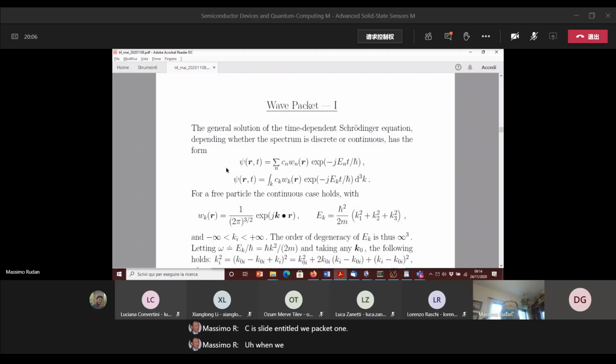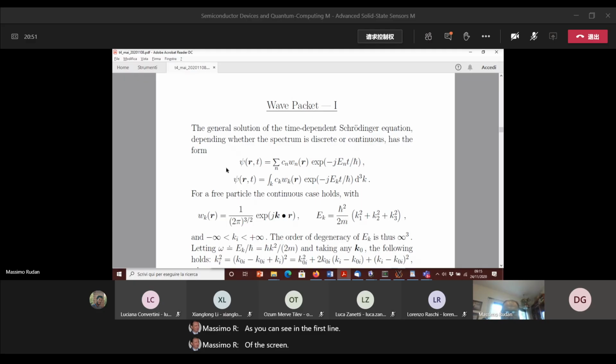When we construct the wave packet as a superposition, we must use the ingredients that are available to us. So for instance, if we have found the solution of the Schrödinger equation independent of time by solving a problem whose eigenvalues are discrete, then we shall find a superposition in which the monochromatic waves are combined in a sum, as you can see in the first line of the screen.